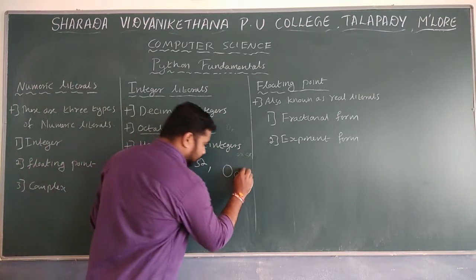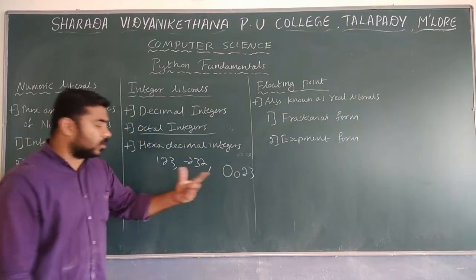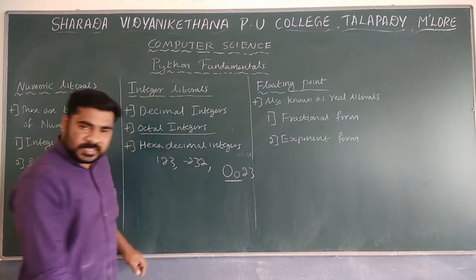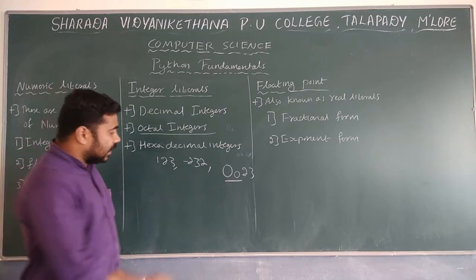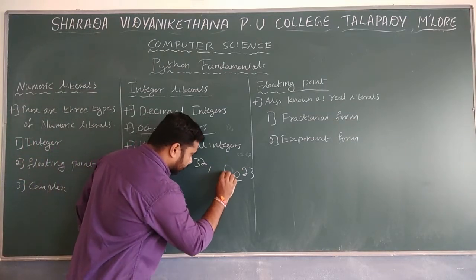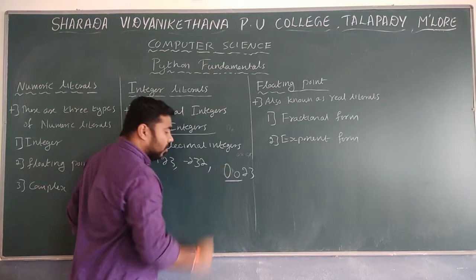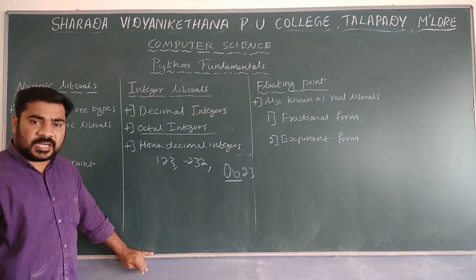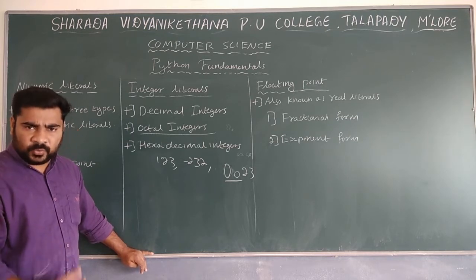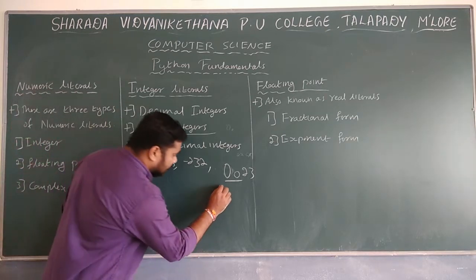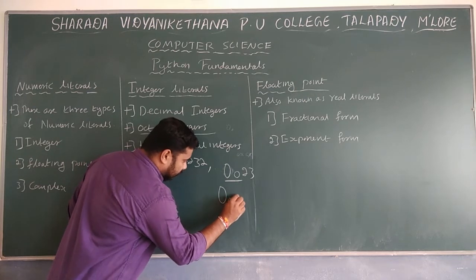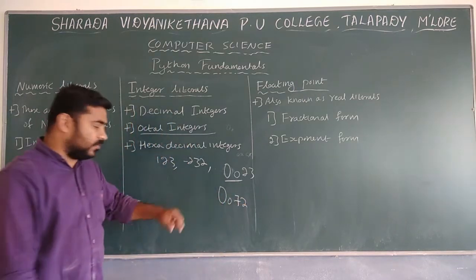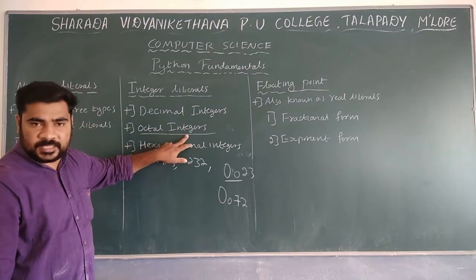For example, 0o23. This is known as an octal number. It should always be preceded with 0o. Any number preceded with 0o, for example 0o20 or 0o72, is known as an octal integer.